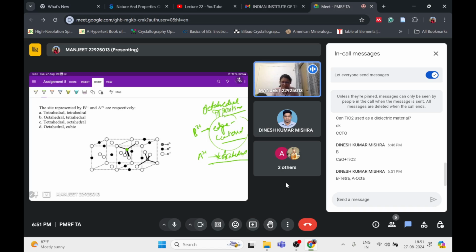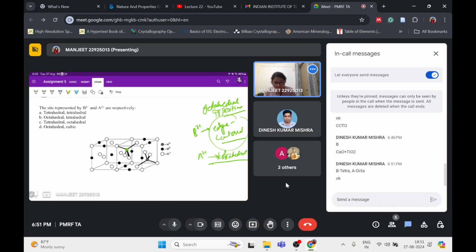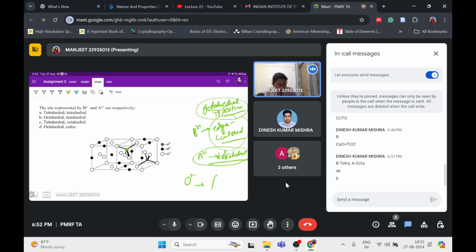So what will be the right answer? For the site represented by the B3 positive and A2 positive ions, A2 positive will be tetrahedral, B3 positive will be octahedral, and O2 negative will be the FCC structure. So B3 positive is octahedral and A2 positive is tetrahedral. So B will be the correct answer.